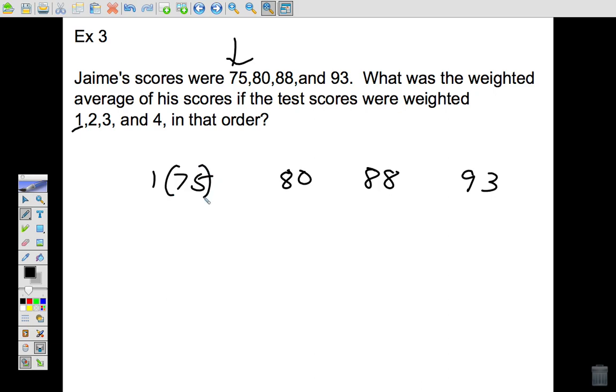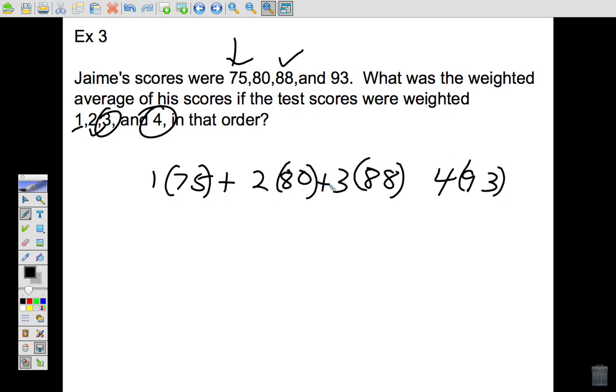So 1 times 75. What's the score of 80 worth? 2. What's the score of 88 worth? 3. That one's worth 3 times as much. And how about that score of 93? If this were out of 100, that's worth 4 times as much. It was weighted at 4.